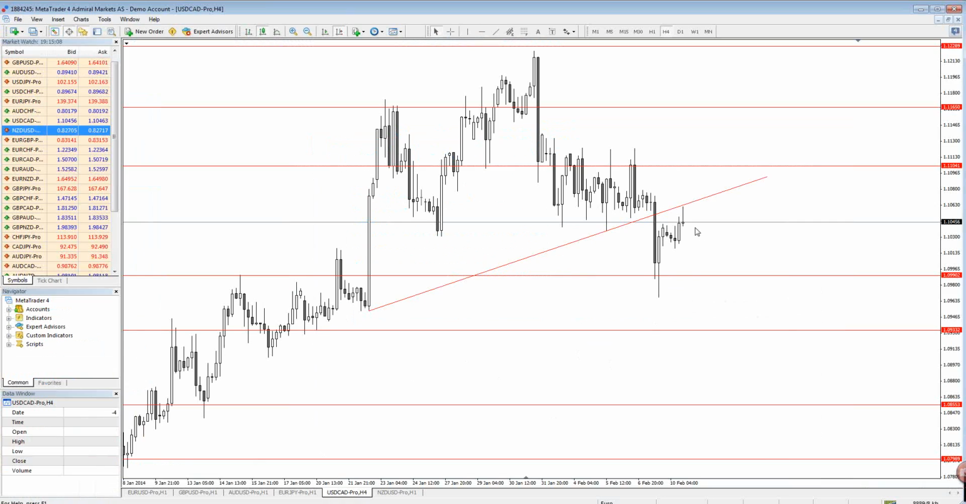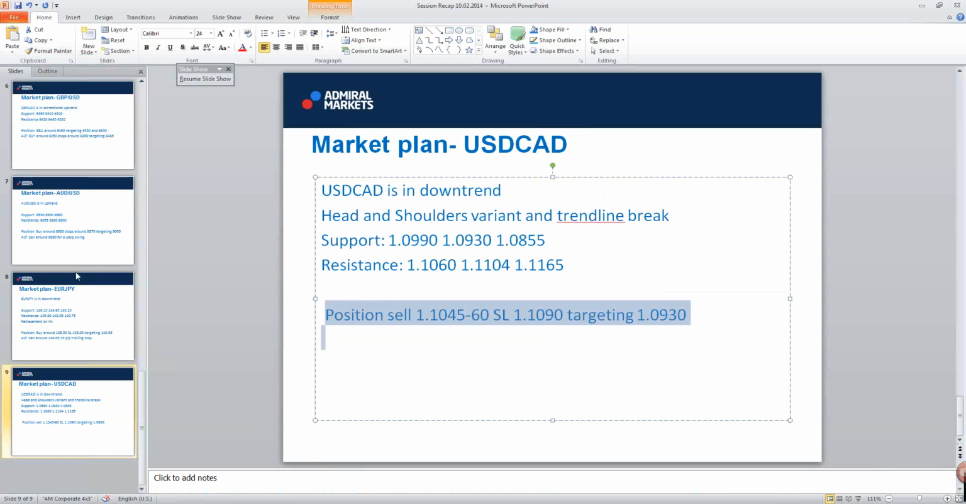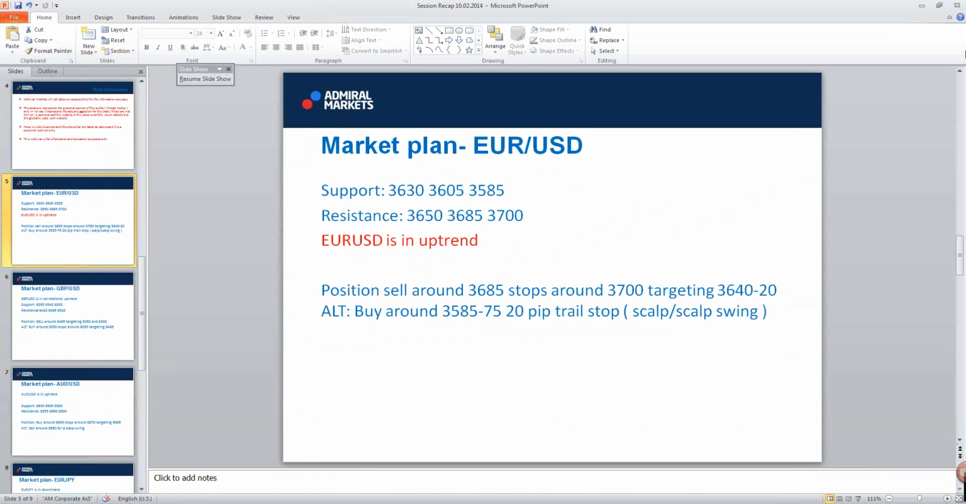It's qualified now because we are very close to this level, and a possible sell setup will happen very soon, or it might be happening while we talk. Okay, dollar CAD first. What can I say about euro dollar?